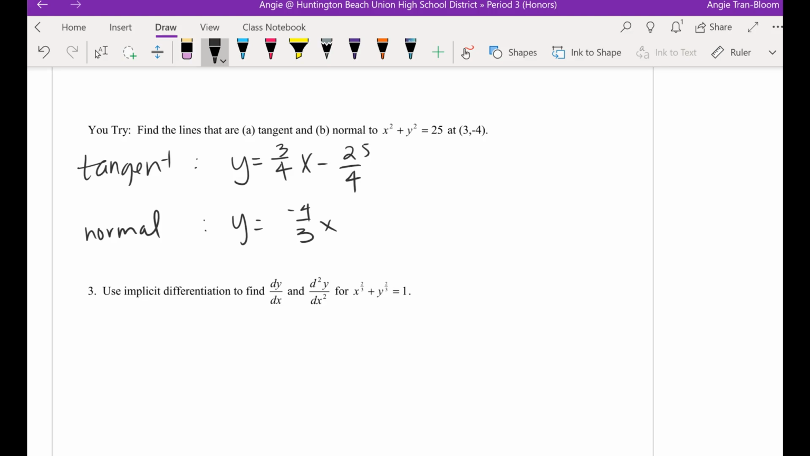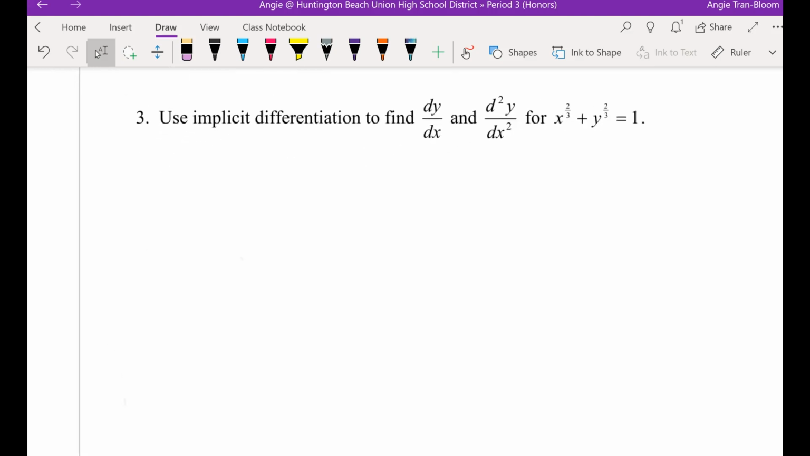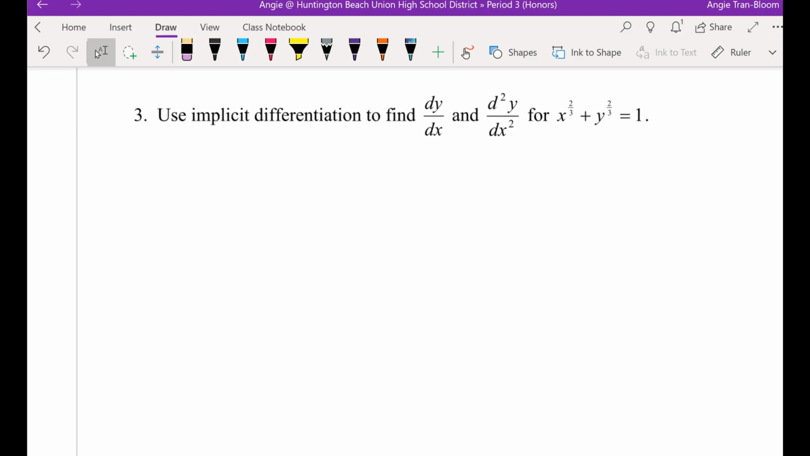Whether it is assigned the same day or not, that is to be determined. Use implicit differentiation to find dy over dx, and then also the second derivative. So I'm going to need a lot of space. Okay, so I'm going to write this question again over here: x to the 2/3 plus y to the 2/3 equals 1.